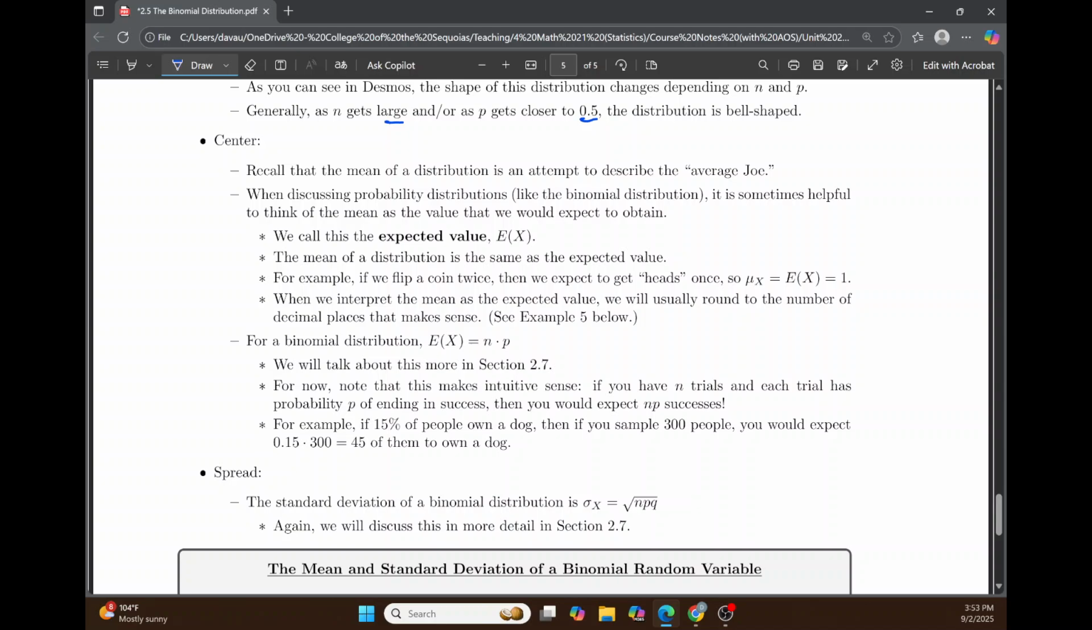So to give you an example, let's say that we flip a coin twice. If we flip a coin twice, right, there's a 50-50 chance that we get heads or tails. So the expected number of heads would be 1, right? Because we're flipping the coin twice, we expect to get heads once. So the expected value would be 1.